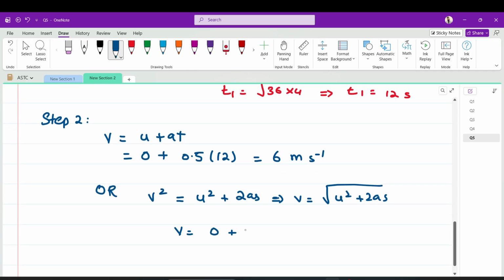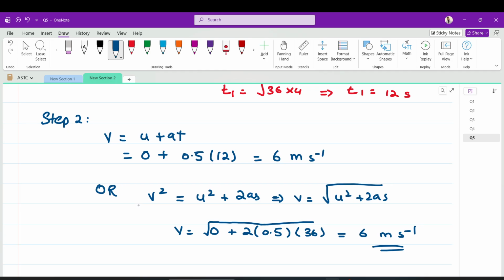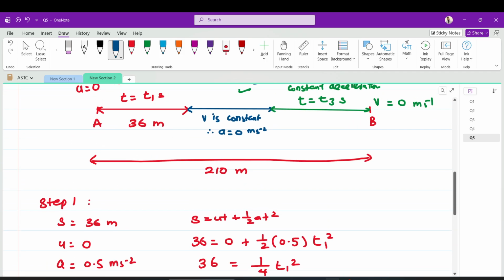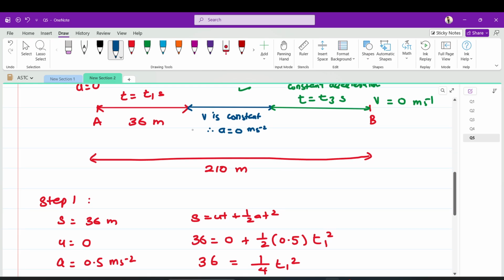U is 0, acceleration is 0.5, and the displacement was 36. Taking the square root of this, that would still give us 6 meters per second. All right. So that's our velocity, and that is the velocity that we have found in the blue region. Okay. What else can we find?